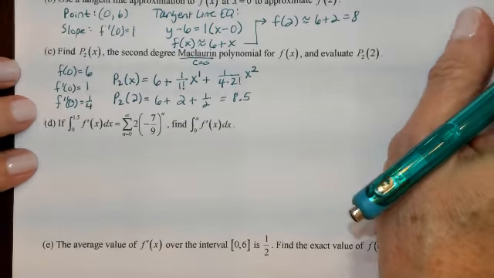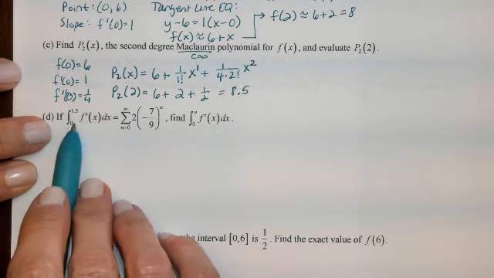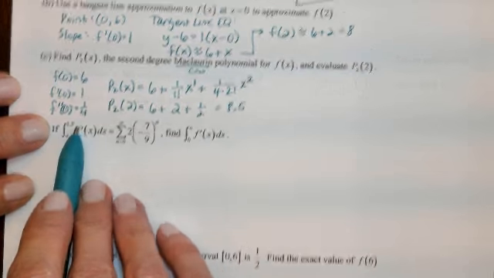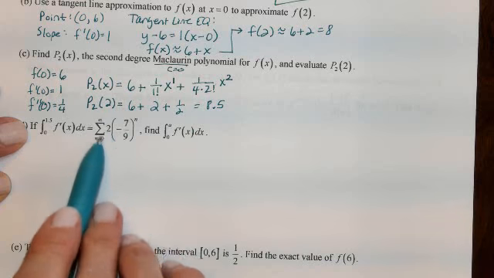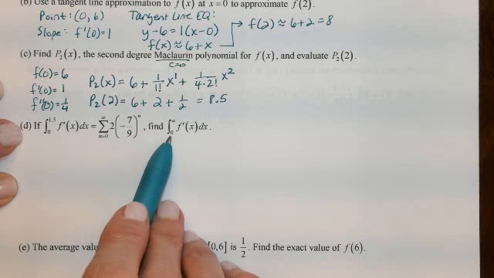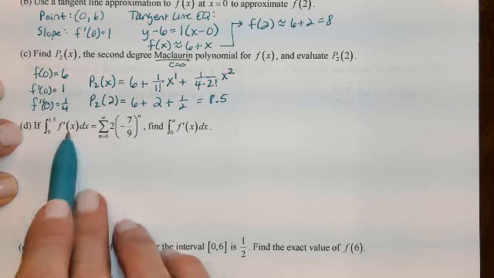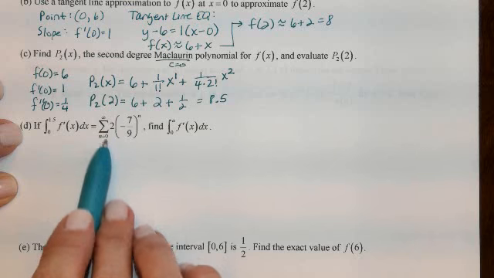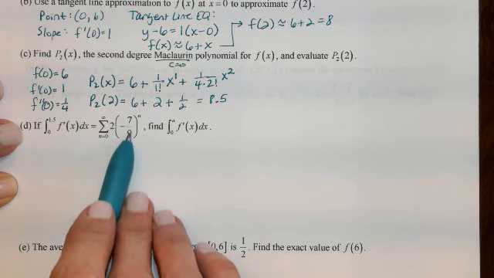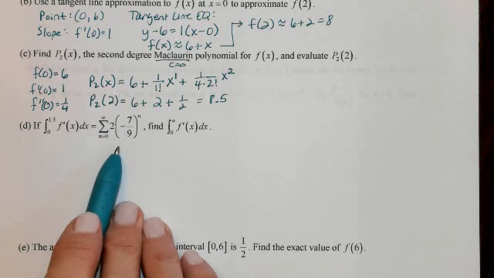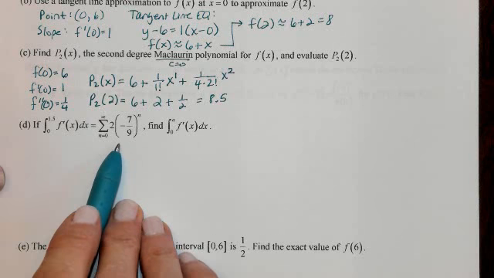Okay? All right, part D. If the integral from 0 to 1.5 of f prime, that's the area under our curve of f prime, is equal to this summation, find the integral from 0 to a of f prime. Well, let's take a look at this, because this summation, I recognize this is a geometric series with r negative 7/9. And so I know that I can find that sum because this is a converging geometric series. That's one of the few that we have this short little formula to find that sum.